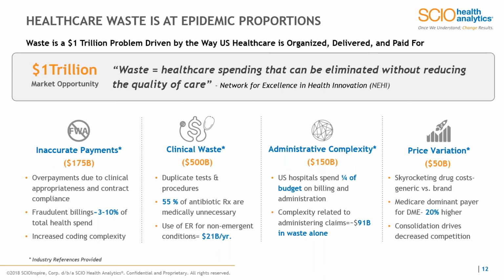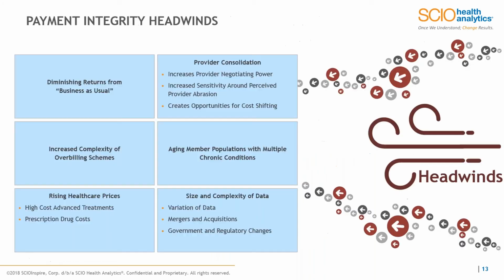Payment integrity is faced with many challenges today that need to be overcome. Overbilling schemes are becoming increasingly complex and difficult to stay on top of. Drug costs and medical treatments continue to rise, along with aging populations and patients with chronic conditions. Providers are merging and increasing their negotiating power. This while the industry is focused on keeping good working relationships with providers to reduce abrasion. While facing these challenges, it's imperative to stay on top of the ever-changing government and regulatory mandate changes.